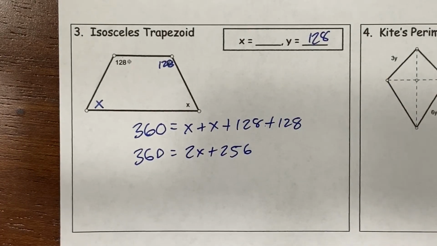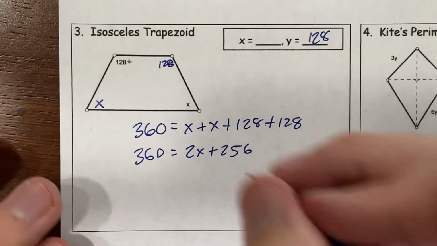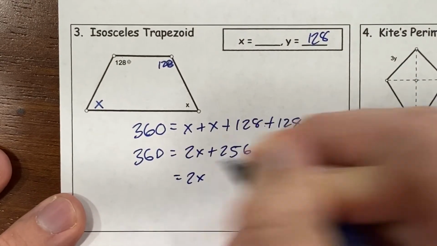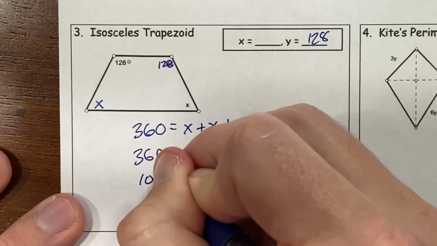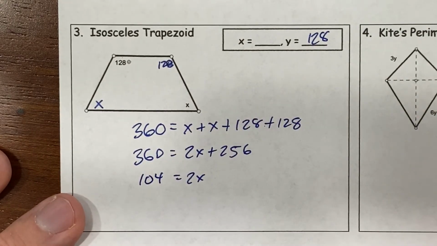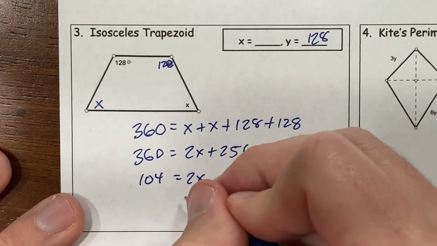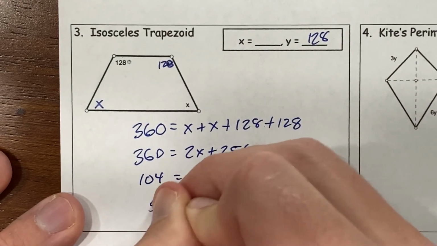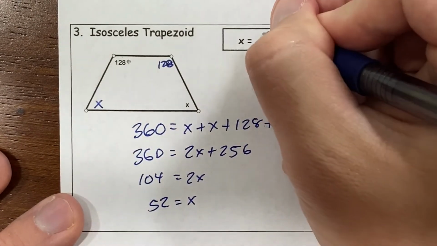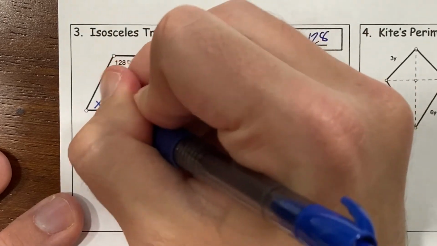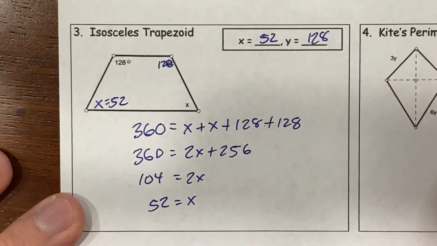And I'm going to subtract the 256 over. When I subtract the 256 over, I think I get 104. And then when I divide by 2, x equals 52. That's good because when I plug that in, 52 plus 128, that gives me 180. Okay, that's a good thing.